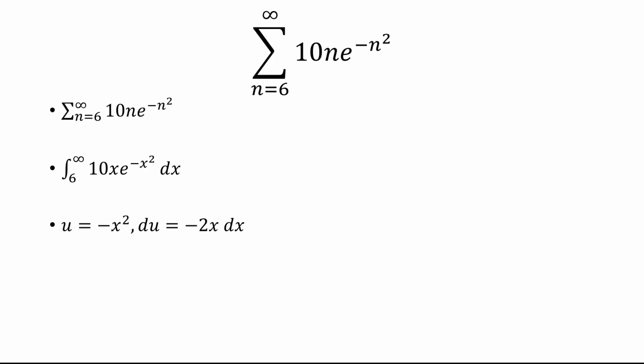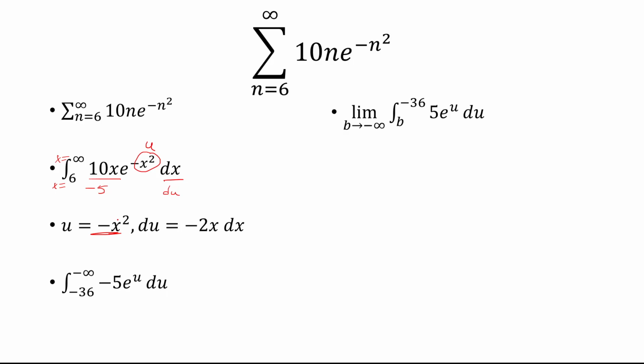Let u equal negative x squared. du is negative 2x dx. So this thing is just u, and this will just be negative 5 and then du. Now, the limits here are x equals 6 and x equals infinity. So when x is 6, we plug it into this formula, and we get u is negative 36. And as x approaches positive infinity, u approaches negative infinity.